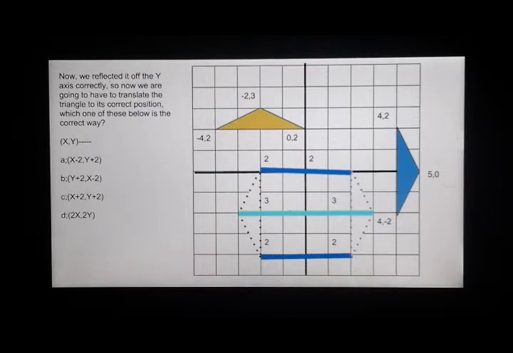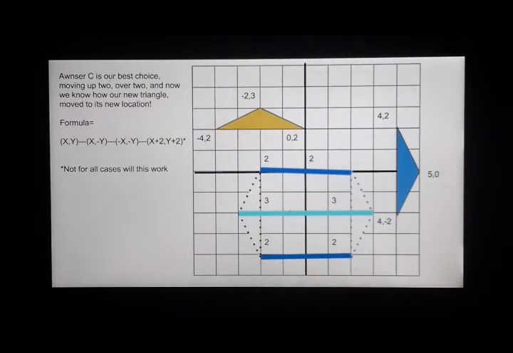Now, we reflected it off the y-axis correctly, so now we are going to have to translate the triangle to its correct position. Which one of these below is the correct way? A. x minus 2, y plus 2. B. y plus 2, x minus 2. C. x plus 2, y plus 2. Or D. 2x, 2y. Answer C is our best choice, moving up 2 and then over 2. And now we know how our new triangle moved to its new location.